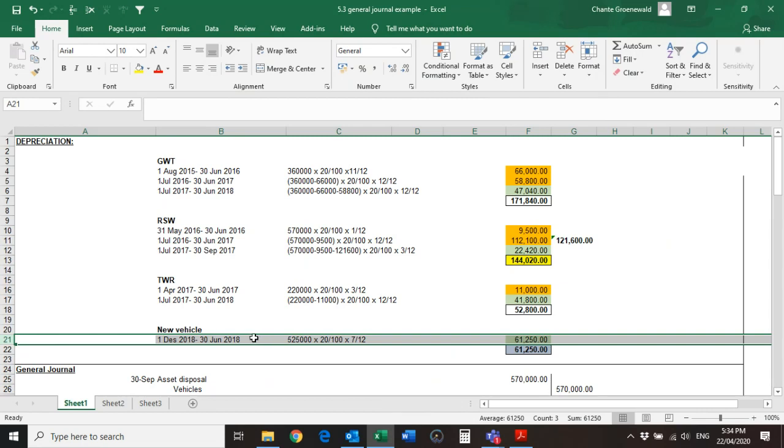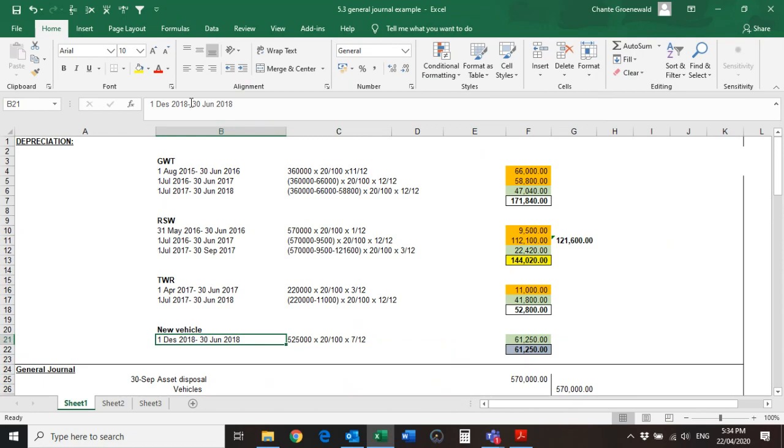So I bought it on 1 December, again, 2017. And then I had it for 7 months, because quickly count with me: December, January, February, March, April, May, June. 7 months. Okay, so I'm going to account for that.